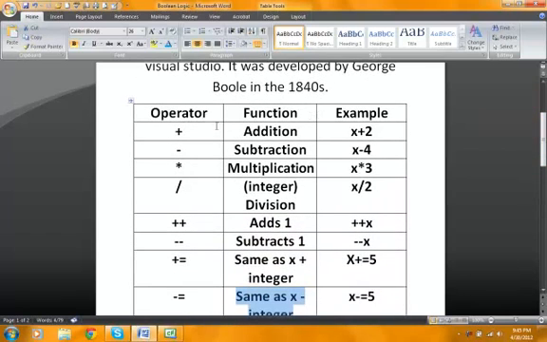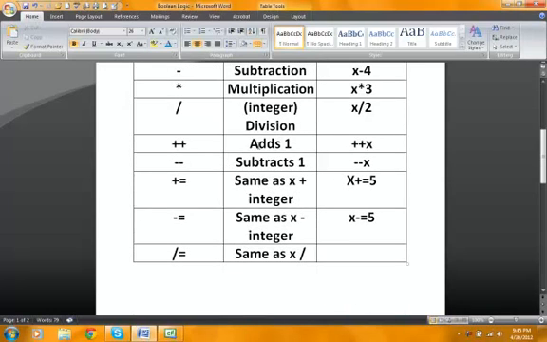The first operator that I want to show you is addition, and it's very easy. It's just x plus 2. Same with subtraction, it's x minus 4, multiplication, and division. The only thing is that with Boolean logic, this type of division can only be done with whole integer numbers. So, the first real one that I want to show you is plus plus, and this is the only one that you shouldn't be unfamiliar with so far.